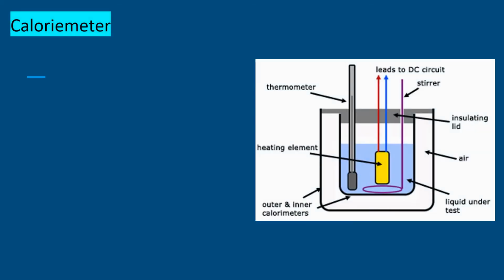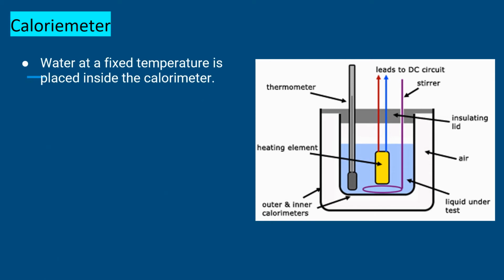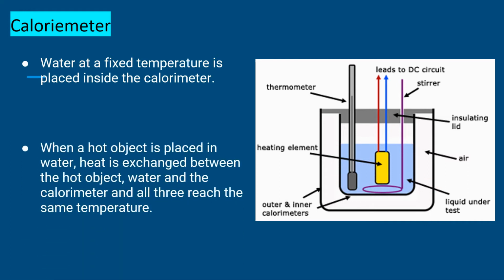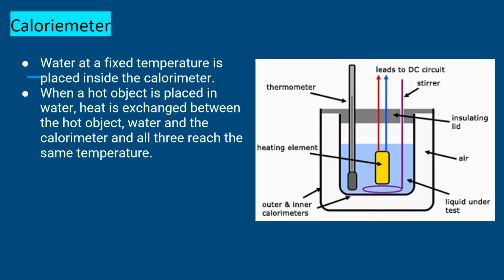Let us see how a calorimeter is used. So suppose we have this calorimeter and we are keeping a heating element in this. There is some amount of water placed in the calorimeter. Water in the calorimeter has a fixed temperature. That means that the temperature of the inner vessel and the water are the same.